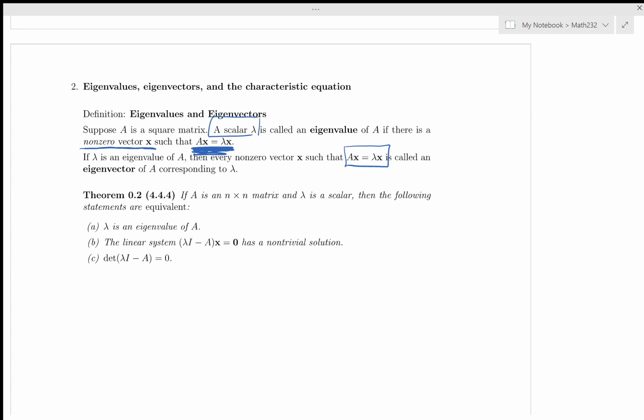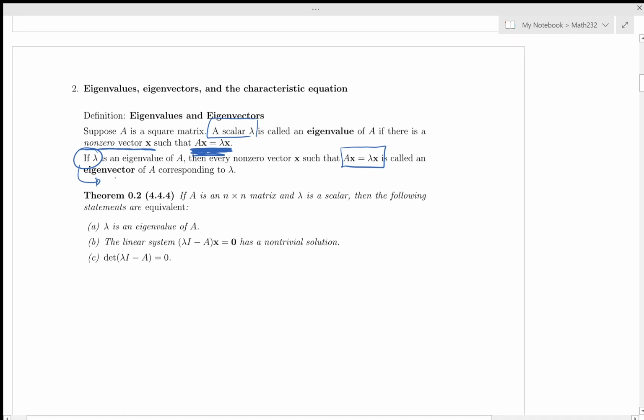Okay, so this is a big if here. Only specific values of lambda will work. Every matrix has some specific values of lambda that will work. It's not an arbitrary constant. Okay, so let me just make clear note of that. Only specific values of lambda will work.